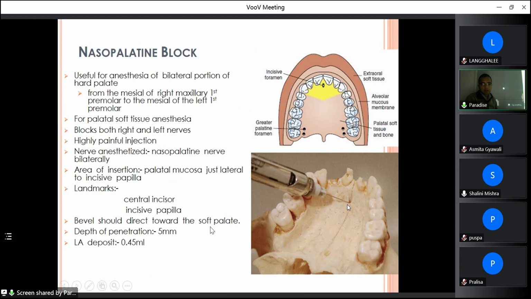Our target is the nasopalatal foramen, the incisive foramen. You have to deposit about 0.3 to 0.45 ml of local anesthetic agent. Clinically, if you see blanching, it indicates that you have already deposited local anesthesia. Once the blanching is present, it will be easily anesthetized.